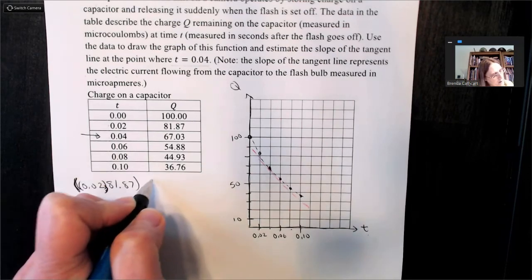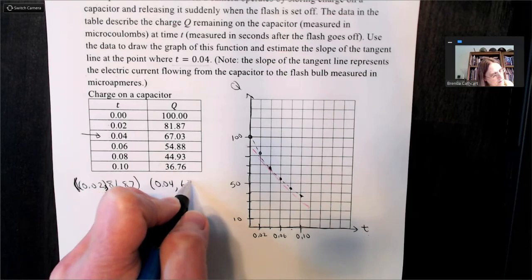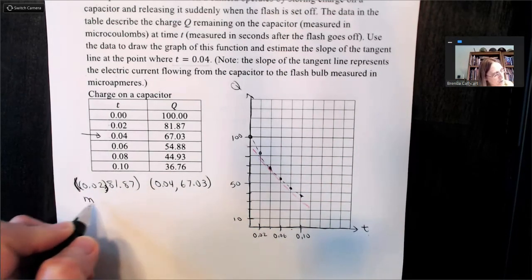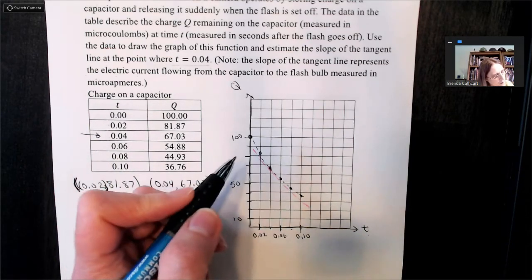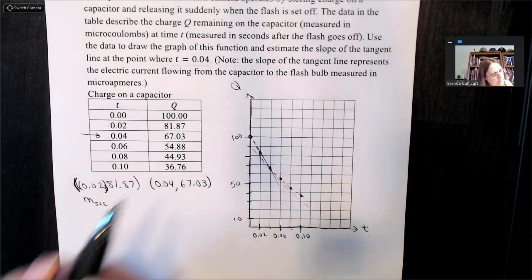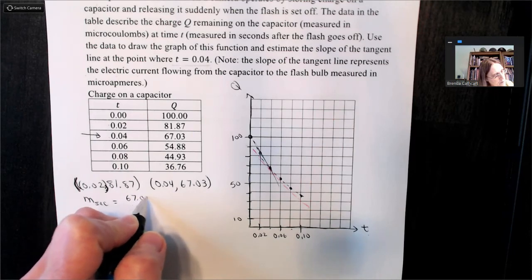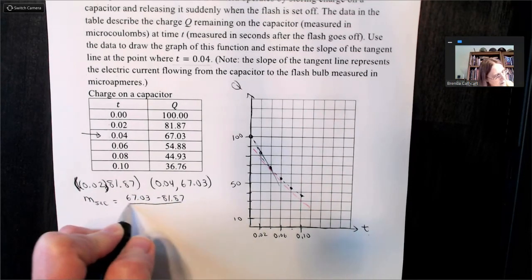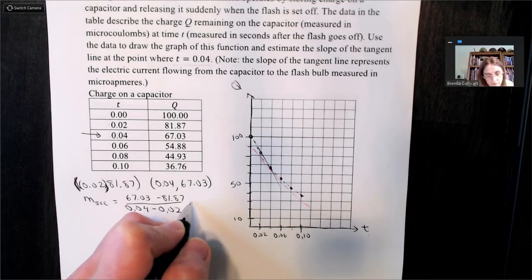Okay. And of course our point of interest, 0.04 seconds and 67.03 seconds. So the slope of this secant line that connects these 2 points on the graph right here is going to be 67.03 minus 81.87 divided by 0.04 minus 0.02.